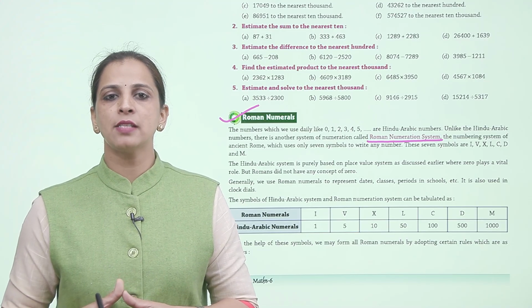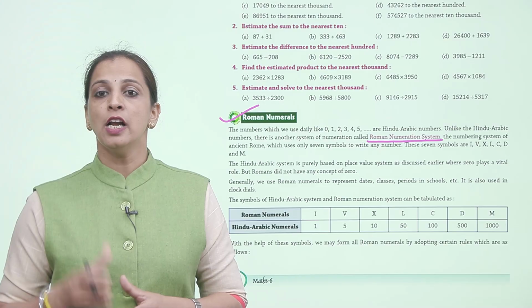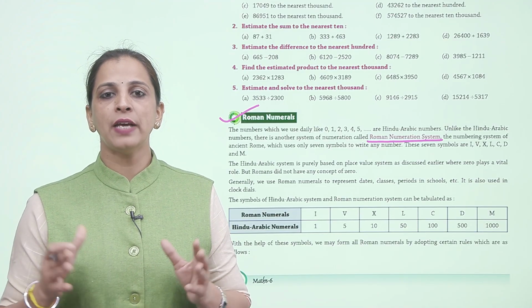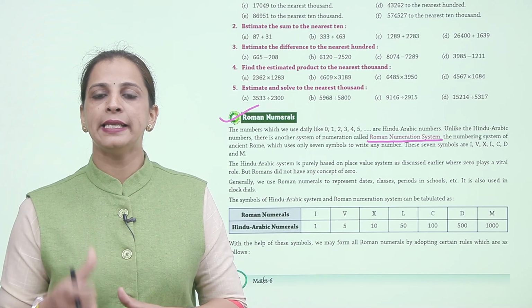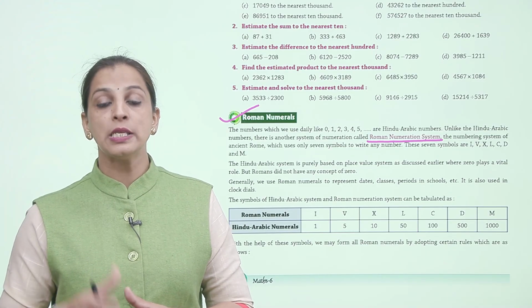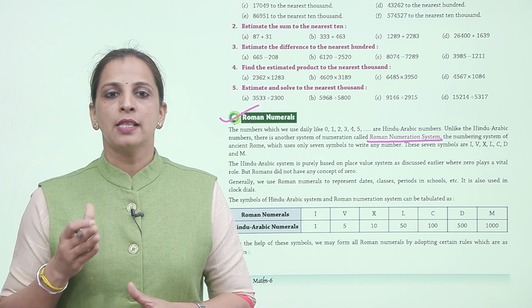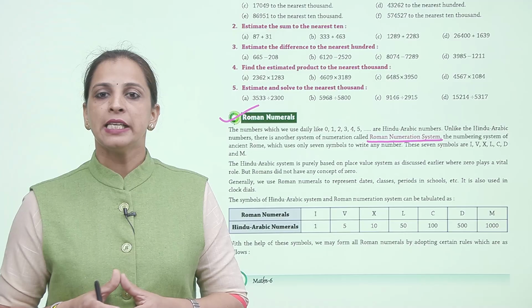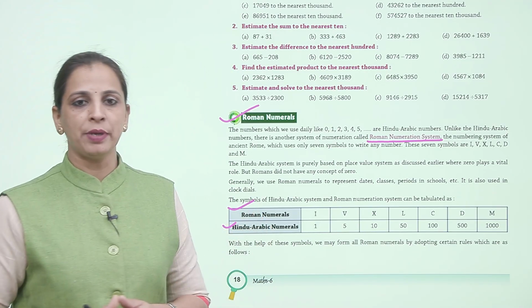The Hindu-Arabic system is purely based on the place value system, as discussed earlier, where zero plays a vital role, but Romans did not have any concept of zero. Generally, we use Roman numerals to represent dates, classes, periods in schools, etc. It is also used in clock dials. The symbols of the Hindu-Arabic system and the Roman numeration system can be tabulated as Roman numbers and Hindu-Arabic numerals.